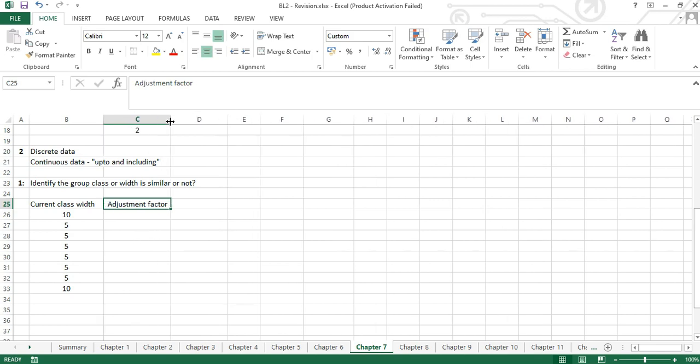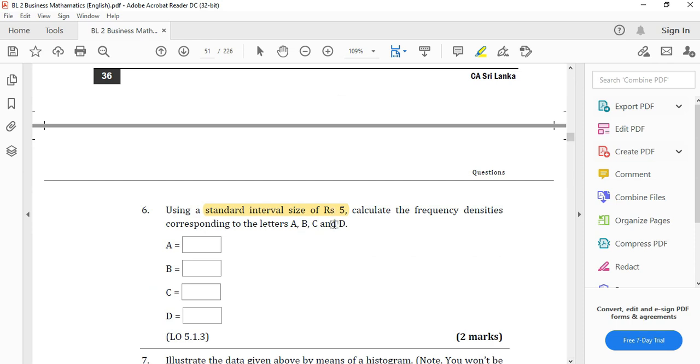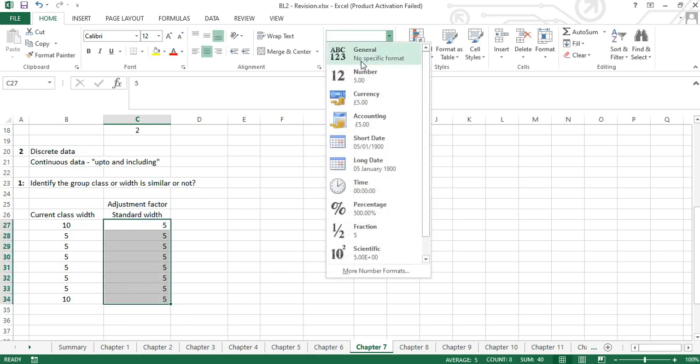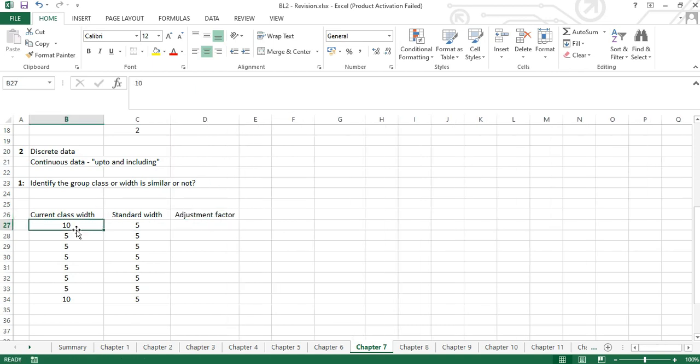In the adjustment factor, what you do is, I would put it on the top. For the adjustment factor, you get your standard width. Standard width is given in the question. They said use the standard width 5 rupees. Okay, so 5. So if the standard width is 5, we have to adjust this and this, right?